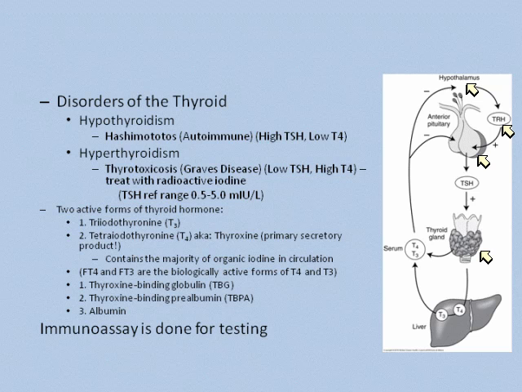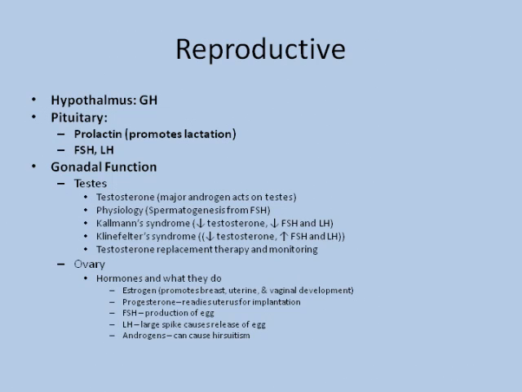TSH reference range is 0.5 to 5.0 milli-international units per liter. Now, the different thyroid hormones that are used are triiodothyronine, which is T3, and tetraiodothyronine, also called thyroxine, which is T4. We also have a couple proteins that carry these things around, thyroxine-binding globulin and thyroxine-binding prealbumin. The majority of testing done for these hormones is immunoassay. The majority of all hormones are done by immunoassay because there's such a small amount of them.